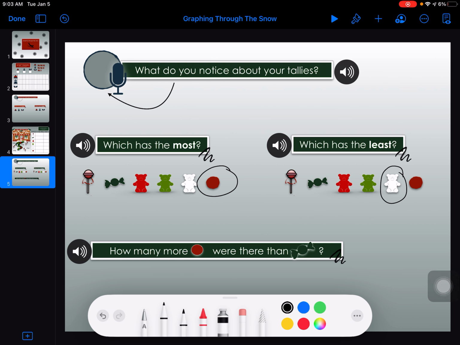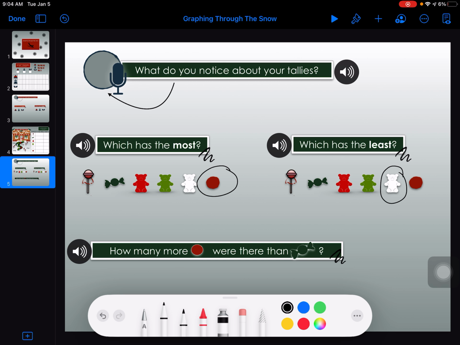Last one, are you ready? How many more red gumdrops were there than green hard candies? Wait a second. That's a math problem. They're asking us to solve something. How many more red gumdrops than hard green candies? I wonder what kind of problem this is. Is it an addition problem? A subtraction problem? What do you think?